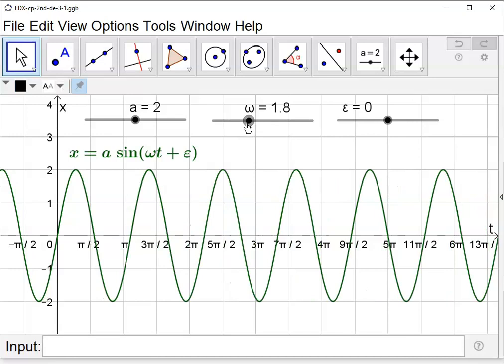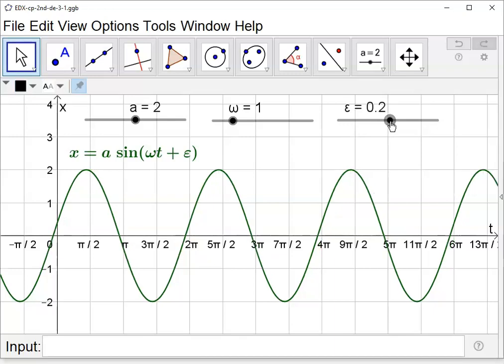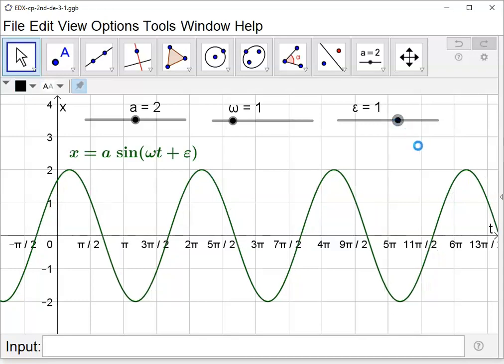If I go back to omega is 1 and we start to adjust epsilon, as I increase epsilon we can see the graph going backwards. So if I make it 1, you can see that the sine graph we had a moment ago has moved backwards by 1 unit of time.